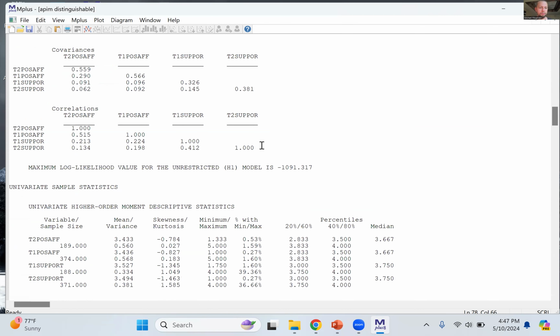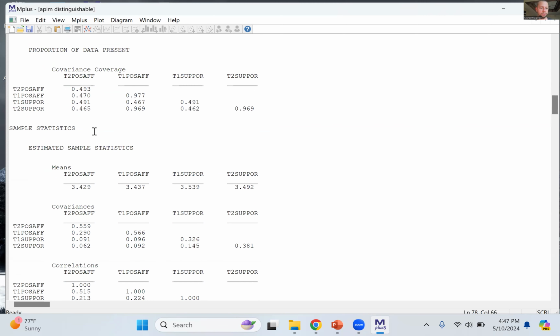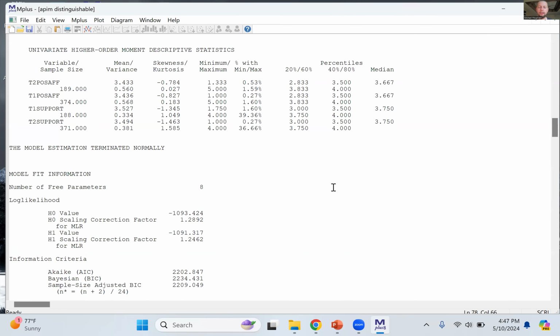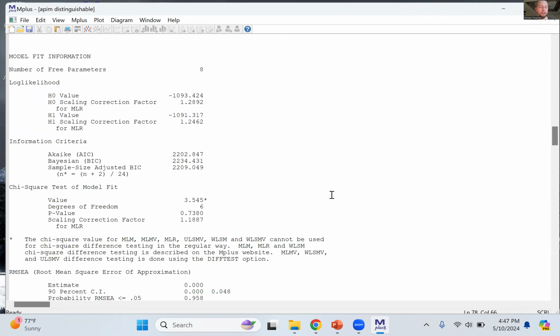So we'll scroll down. We have our covariance coverage, our means, and our standard deviations, our variances, min, max, skewness, kurtosis, and other descriptive pieces of information that you would report in a manuscript. So scrolling down, in the distinguishable variable actor-partner interdependence model, it is what's called a saturated model.